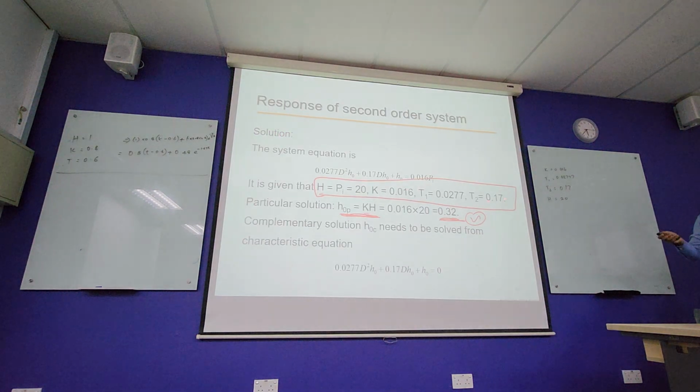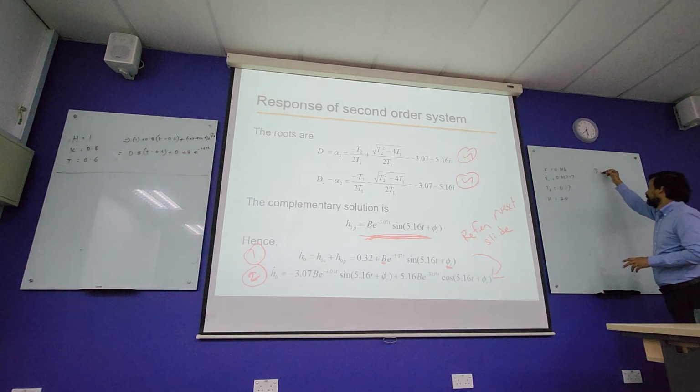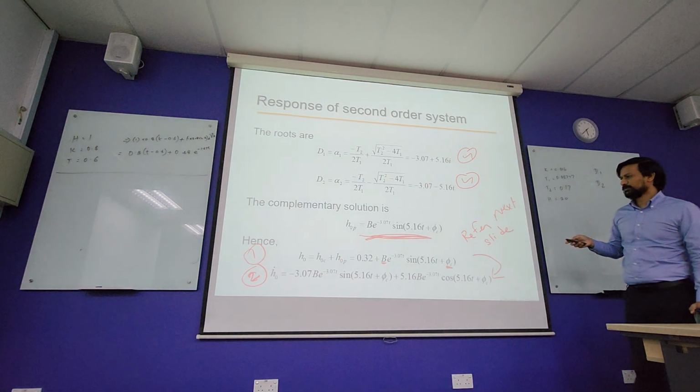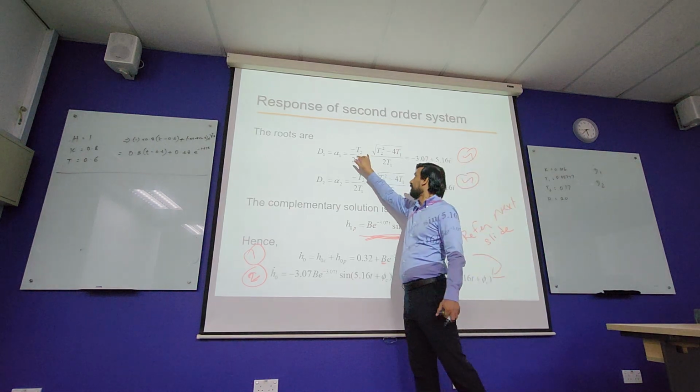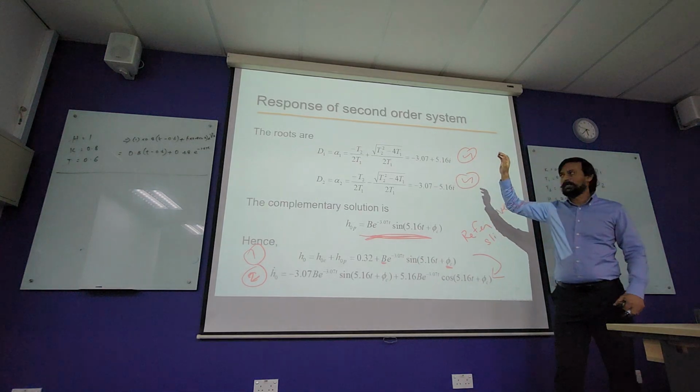Once we have all the numbers, we use the formula to calculate the particular solution and complementary solution. The particular solution is straightforward, but for the complementary solution, first we need to calculate d1 and d2. That is the formula given over here. Then we substitute to get all the answers. It is nothing but time 2, time 1. When you substitute all the numbers, you will get the relevant answer.